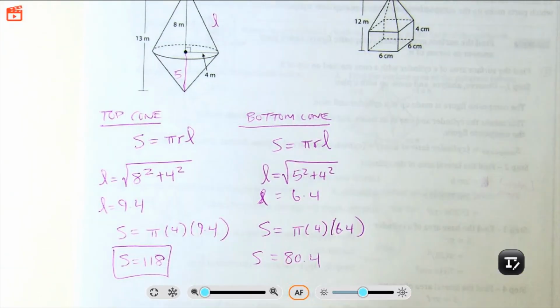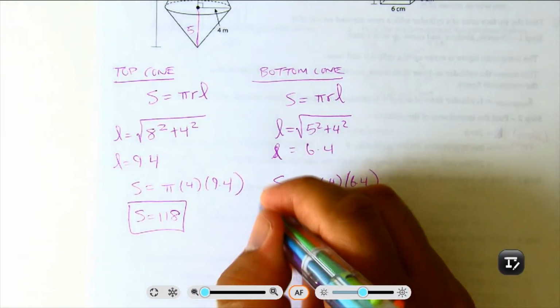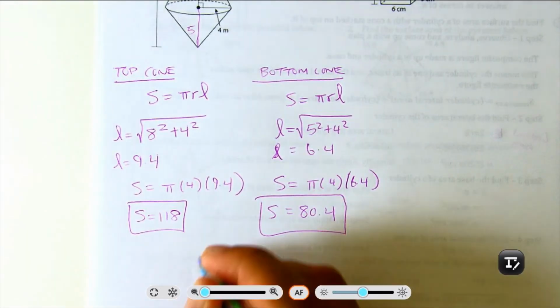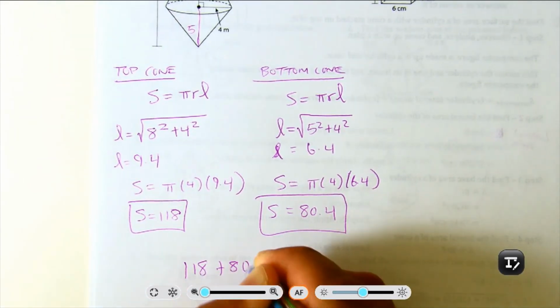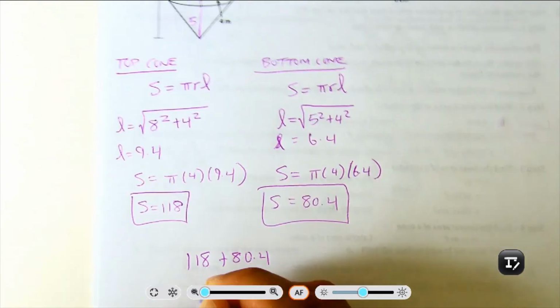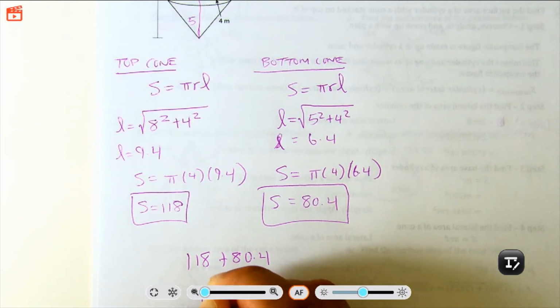So now I have that surface area, and now I'm going to combine these. So 118 plus 80.4 gives me 198.4 meters squared.